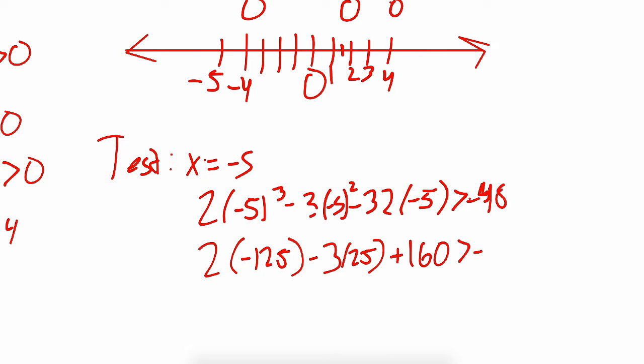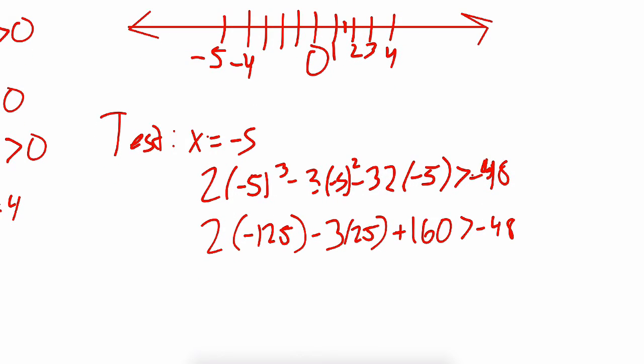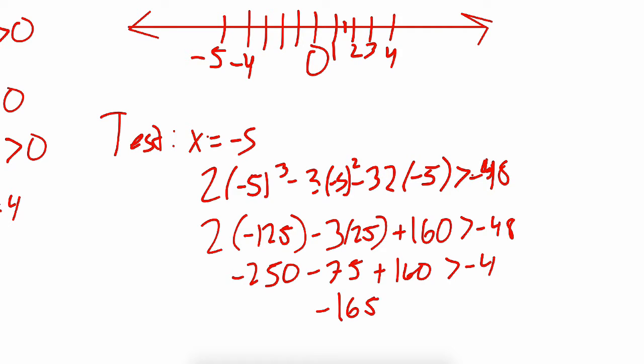Checking to see if that's greater than negative 48. 2 times negative 125 is negative 250. 3 times 25 is 75, so minus 75, plus 160, seeing if that's greater than negative 48. Negative 250 minus 75 gives us negative 325, plus 160 gives us negative 165, which is in fact not greater than negative 48. So that is not one of our solutions.